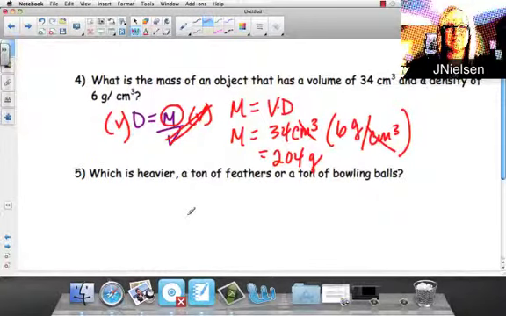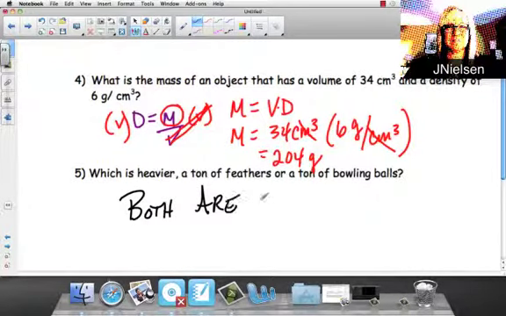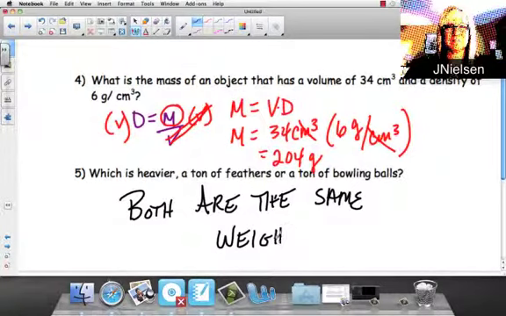Last problem. Which is heavier, a ton of feathers or a ton of bowling balls? Which is heavier? Hopefully, I did not trick you. Both are the same. Because they weigh 1 ton.